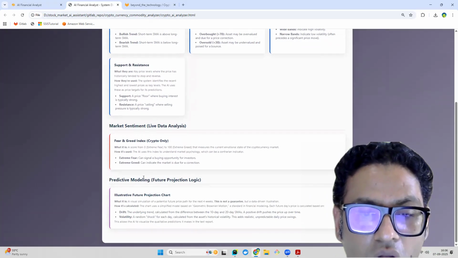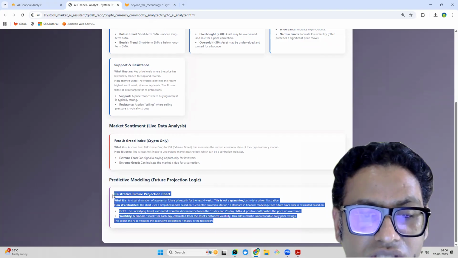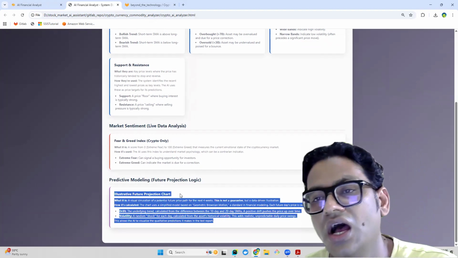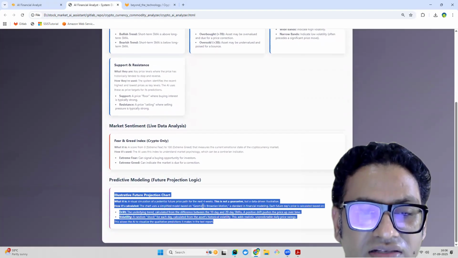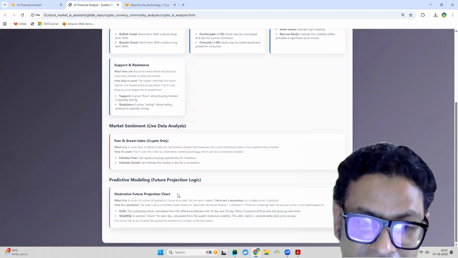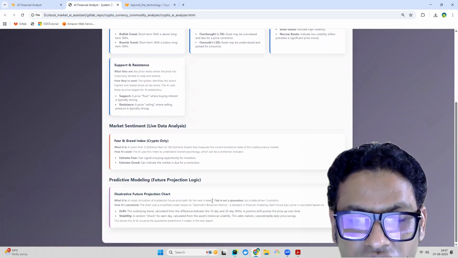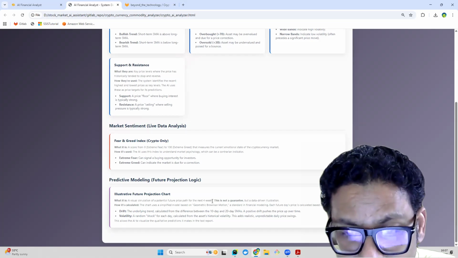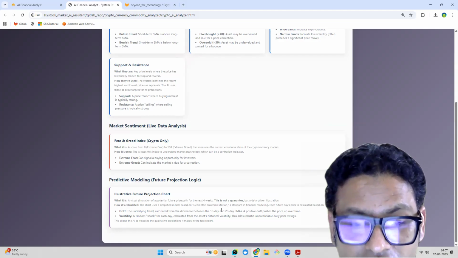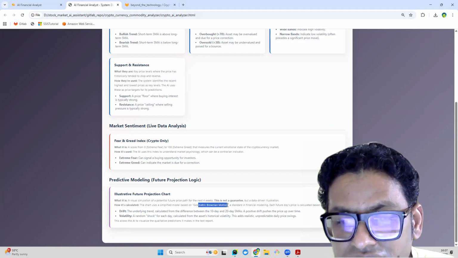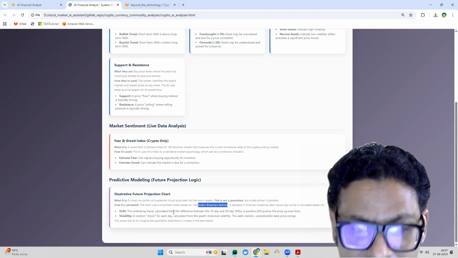Then this is the predictive modeling, where we try to use some interesting attributes. We are consolidating all these findings, and based on that, we are trying to predict that. So a visual simulation of a potential future price path for the next 4 weeks. This is not a guarantee, but a data-driven illustration. So whatever data we have, we are actually using. And how it is being used: geometric Brownian motion, right? So this is again a financial model which I am using, right?